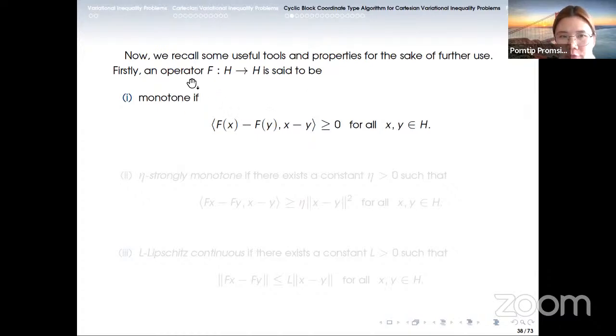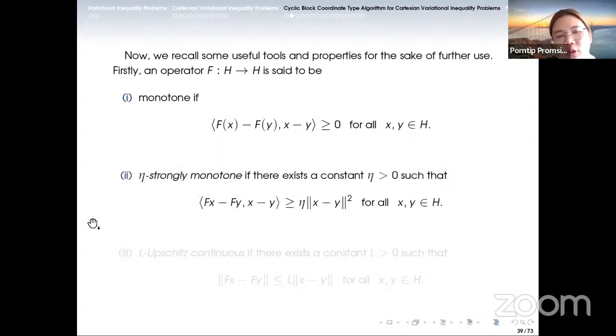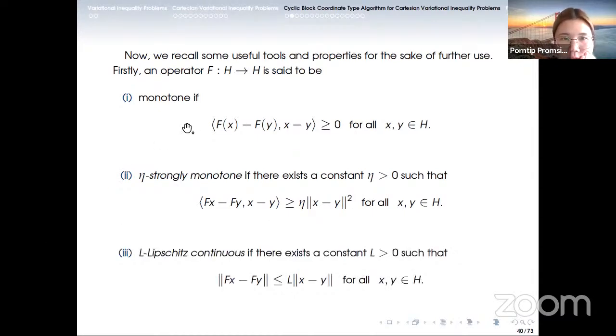For the operator F, we will call F monotone if this inequality holds, and we will call the operator F eta-strongly monotone if there exists a constant eta greater than 0 such that this inequality holds. And we will call the operator F L-Lipschitz continuous if there exists L greater than 0 such that this inequality holds.